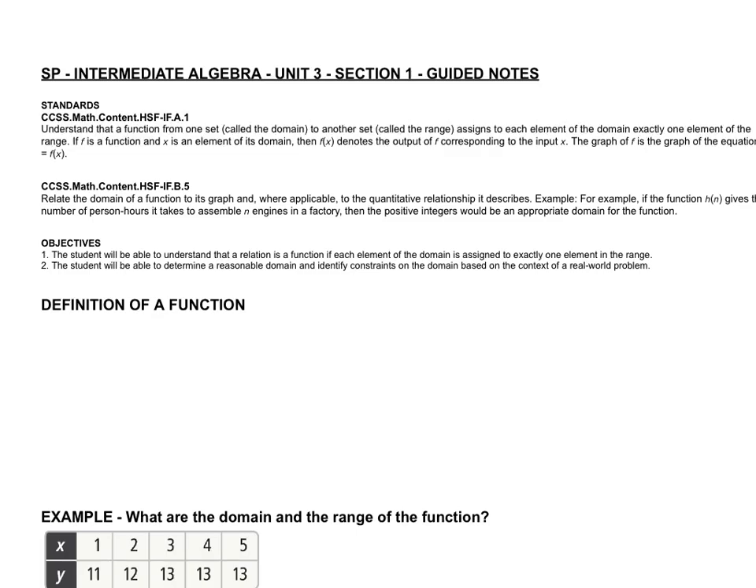Hi there. This is a video for Intermediate Algebra. This is Unit 3, Section 1, Guided Notes. And what we're going to be talking about today are functions and relations.